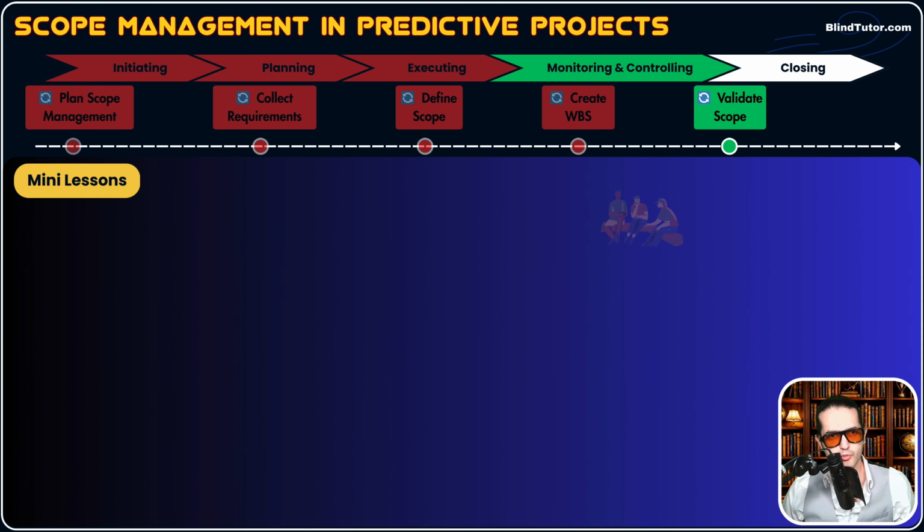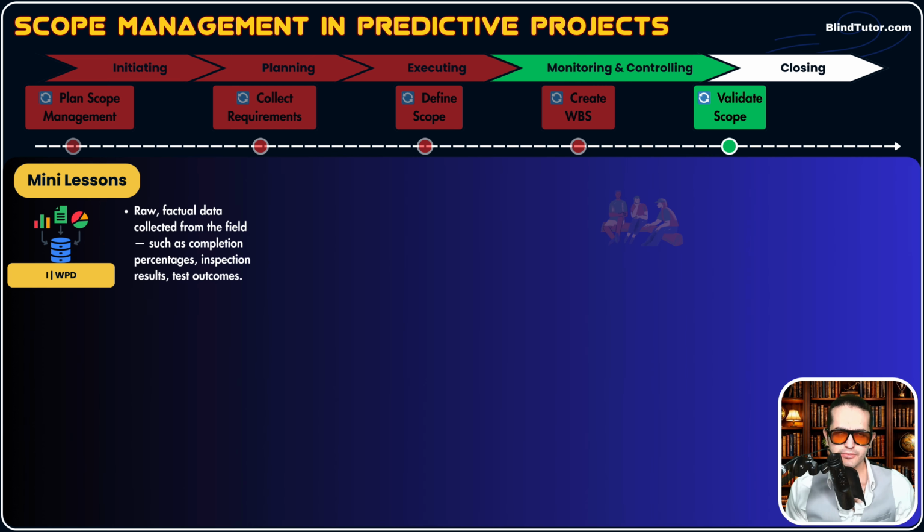The next input is work performance data, or WPD. We defined it before. What's it? It's raw, factual data collected from the field. Let's say today is July 25th.